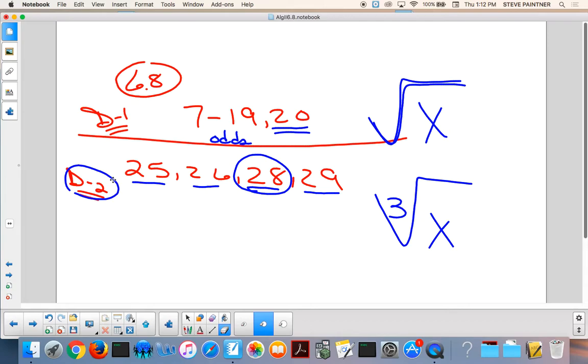Have it done by Tuesday. What is it? 25, 26, 28, and 29. I circled 28 because after I get done teaching you cube root function, then I want you to do 28, and then we'll make sure you're good, okay? And then you only have 3 left to do for Tuesday.